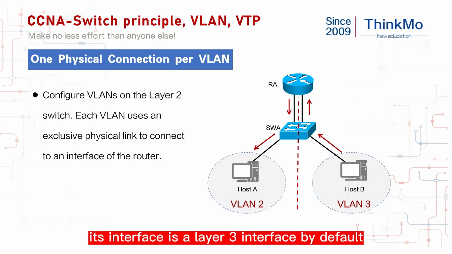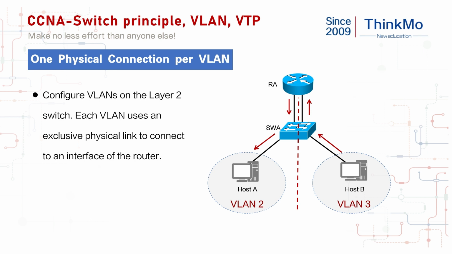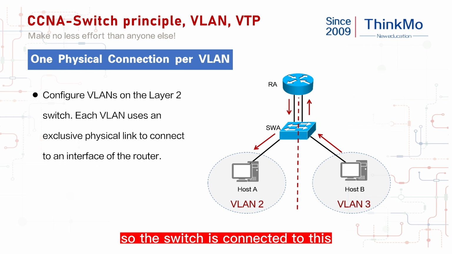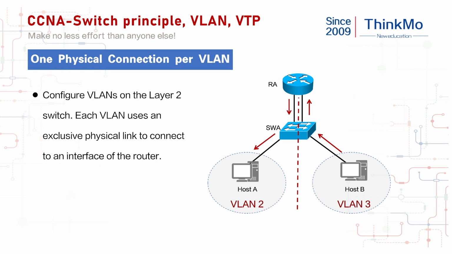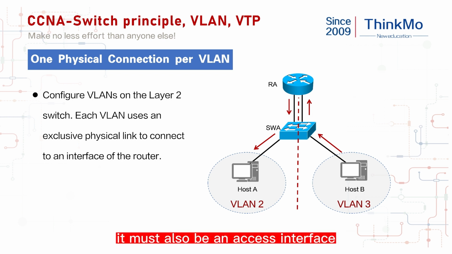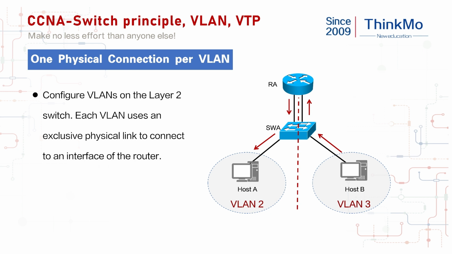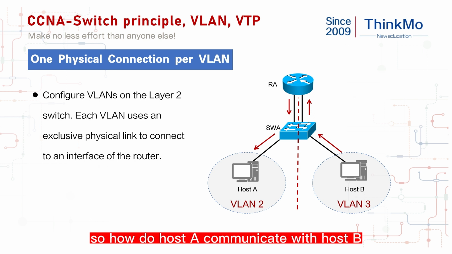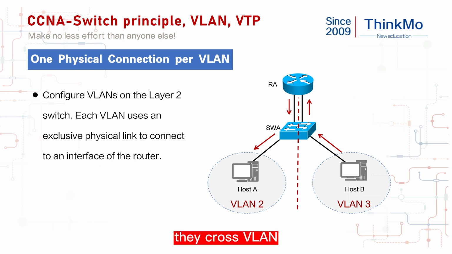The router, as a layer 3 device, has interfaces that are layer 3 interfaces by default. It has no way to process data carrying a VLAN tag. So the switch interface connected to the router must also be an access interface. These two must also be access interfaces. So how does host A communicate with host B? They cross VLANs.